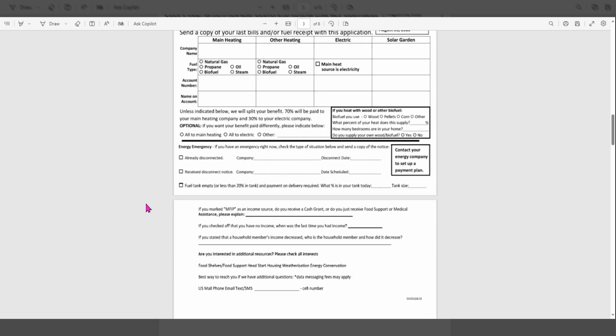And in this section is a space where you can indicate that you're in some sort of energy emergency. If you're curious about what energy emergencies are, please go to my second video where I discuss the logistics of the program. I go more in depth about what crises are, how you know when you have a crisis, and how to tell us. So if you have a disconnection notice, you can put the company you have the notice with, and maybe that company has already shut you off. Then please indicate so, because as discussed in prior videos, we will prioritize those energy emergencies.